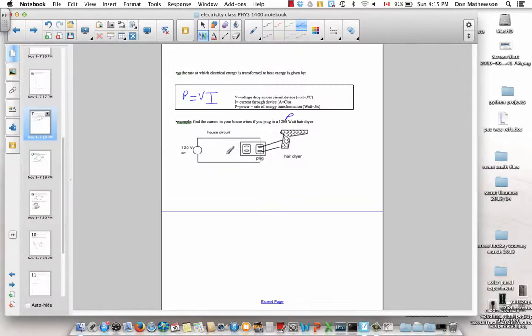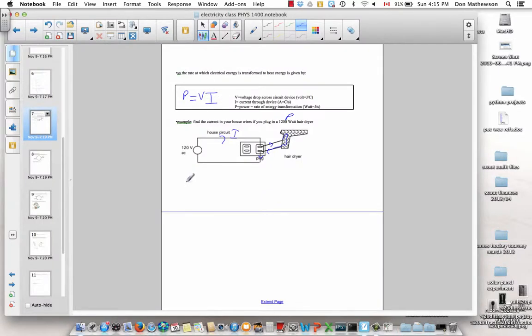So you can find the amount of current that's flowing through the wires of your house. That current will flow through the wires of the house, out through the outlet, through the plug, through the braided wire that takes it to the hairdryer. It'll flow through the heater and the fan here, and then it'll flow back out the cord, into the plug, back into the outlet, and all the way into ground.